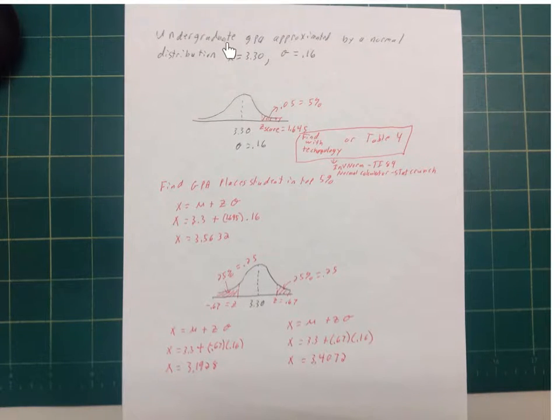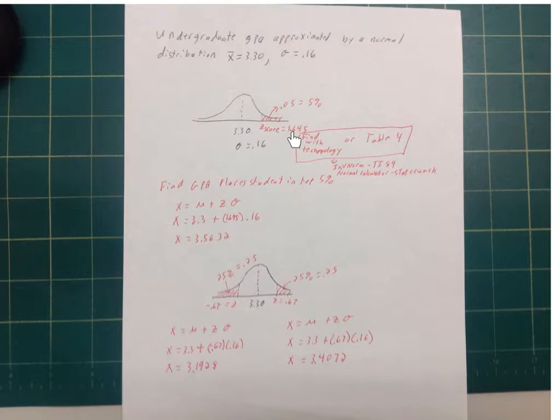You have an undergraduate GPA that is approximated by a normal distribution with a mean of 3.30 and a standard deviation of 0.16. I always like to draw a picture, so here's your normal curve with the mean of 3.30 and standard deviation of 0.16. You want to find a GPA that places students in the top 5%. And so, that'd be this area over here, the top 5% or 0.05.